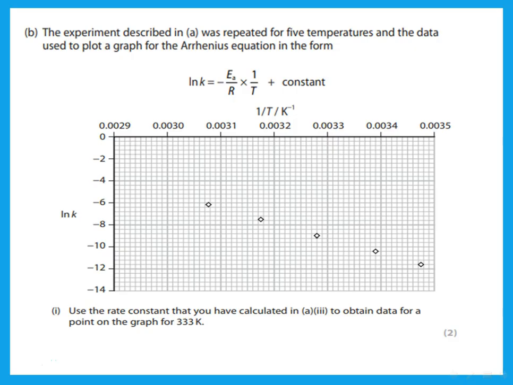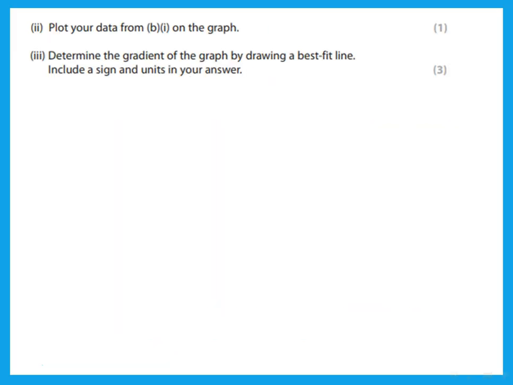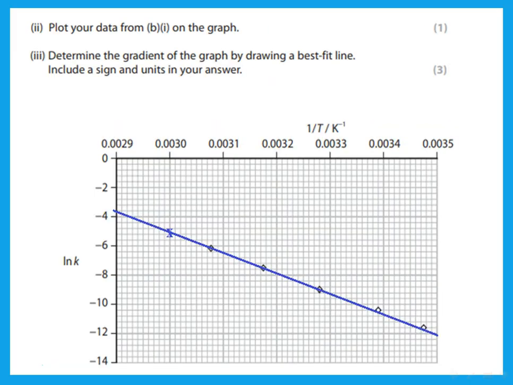The experiment described in A was repeated for 5 temperatures. Now use the rate constant that you calculated to obtain the data for 333K. Remember that he was using 333K in the first part of the experiment. So we use it to get ln K. We already calculated K, and ln K in this case is minus 5.15. This is at 333K. So I want 1 over T. 1 over T is 0.003. I plot the point and I draw the graph.